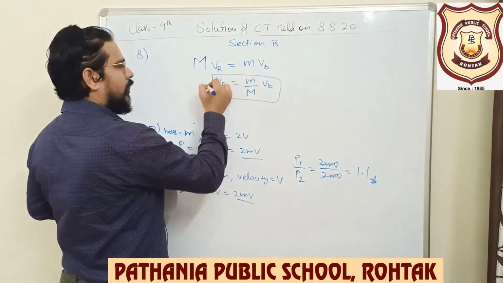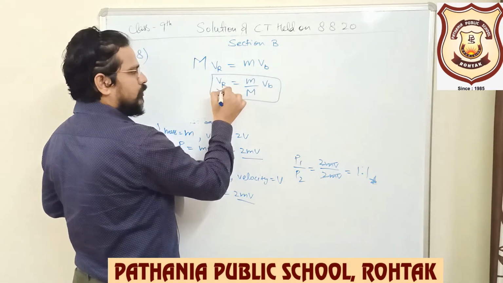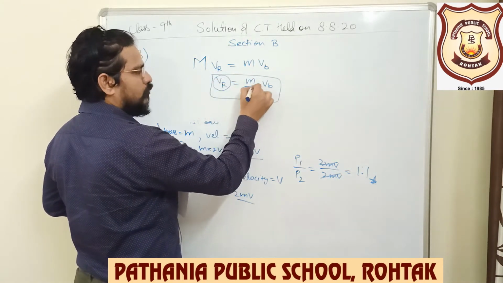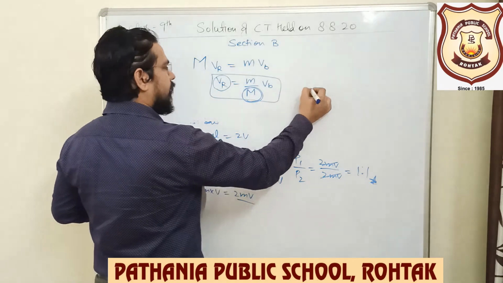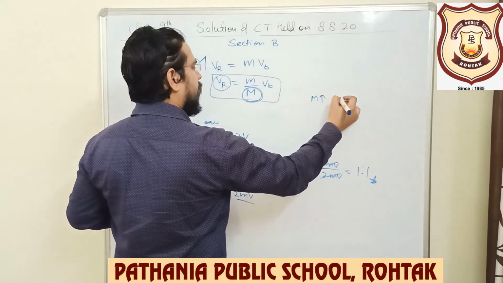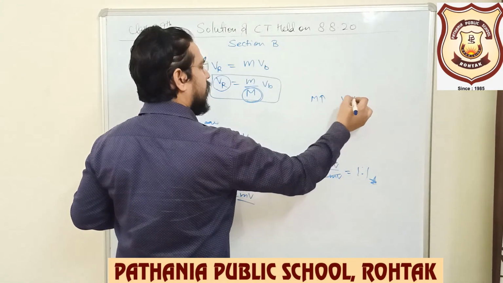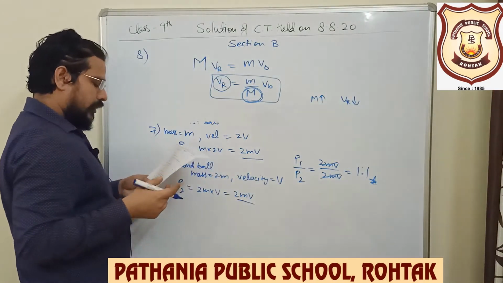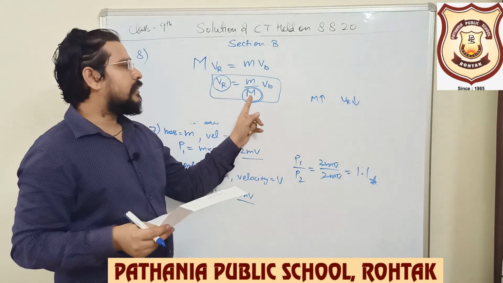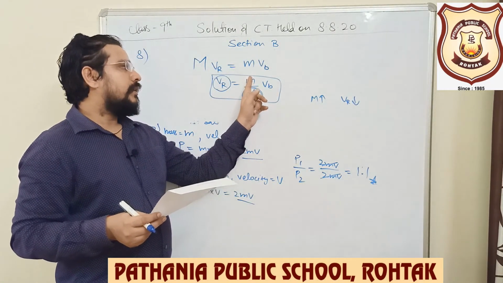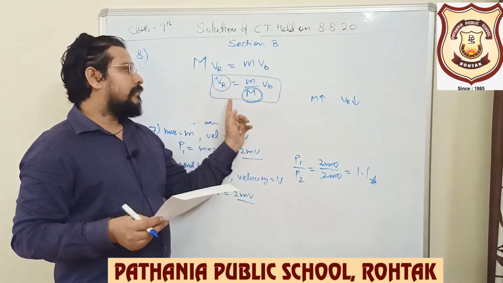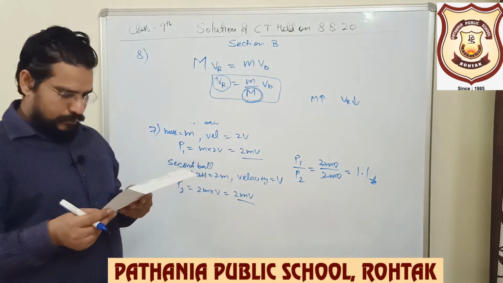So from this formula you can see the recoil velocity of gun is inversely proportional to mass of gun. So greater the mass of gun, lesser the recoil velocity, because they are inversely proportional. So answer is because mass of gun is much higher than mass of bullet, that's why recoil velocity of gun is much lesser than velocity of bullet.